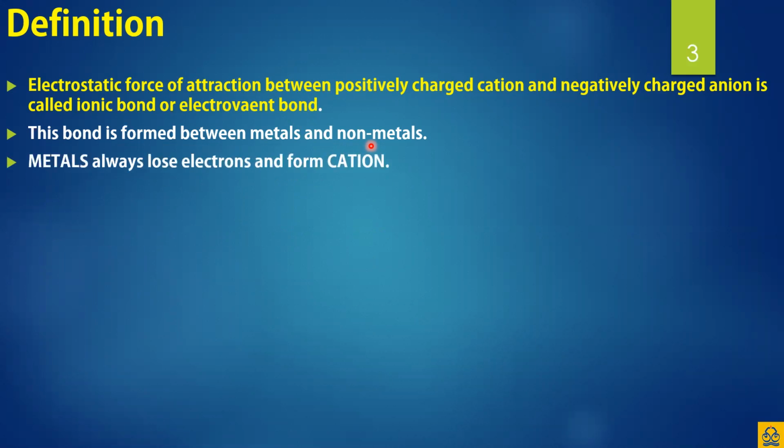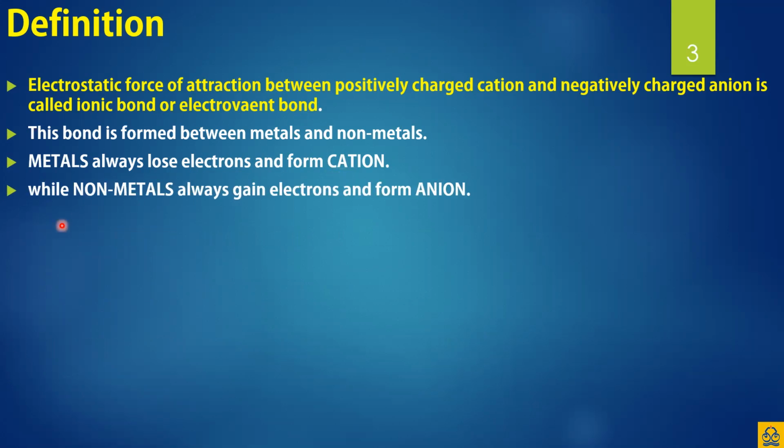What are metals? I have already told you in the topic of periodic table that metals always lose electrons and form positive ion, I mean cation, while nonmetals always gain electrons and form anion.